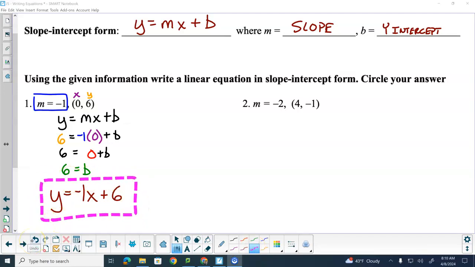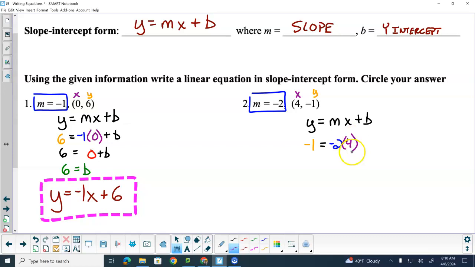Cora, we're up to you. Starting with y equals mx plus b, right? Okay. What's my m? Actually, wait, let's go left to right. We're starting with y equals mx plus b. What's my y? -1. What's my m? -2. What's my x? And I'm solving for b, right? Right? Love it. Okay?